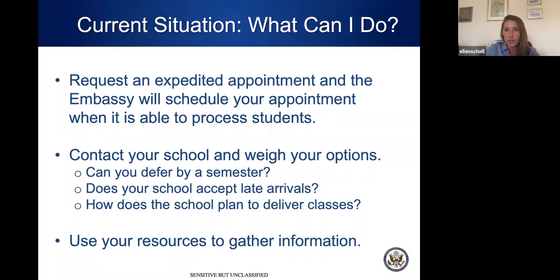So the first step would be to request an expedited appointment. You can do that through the online scheduling process, and then the embassy will schedule your appointment when it's able to process students. That's an option just to ensure that once we're able to process student visa appointments, your appointment is in that expedite list, and that we can get to you as quickly as possible. So that's one option for you all if you have not done so.